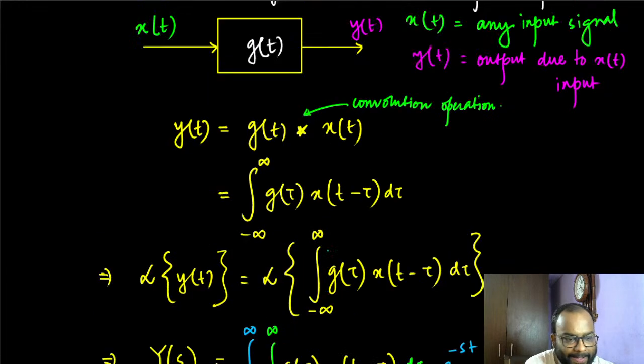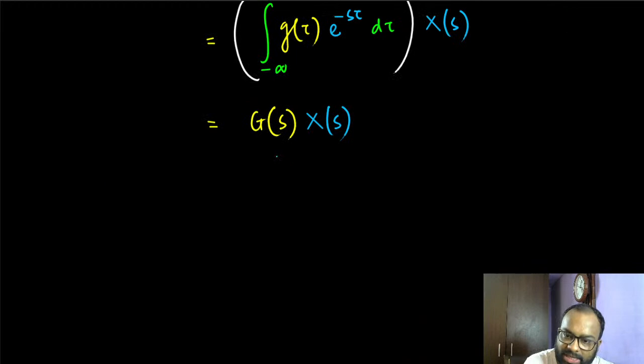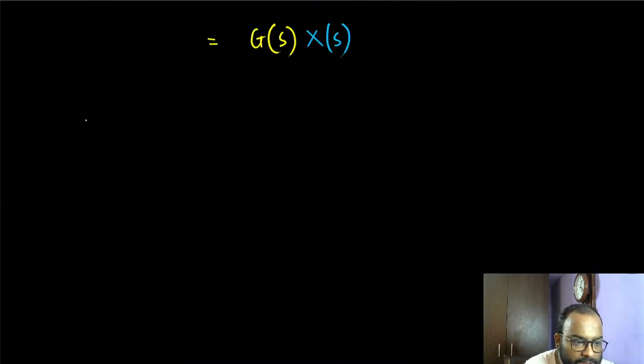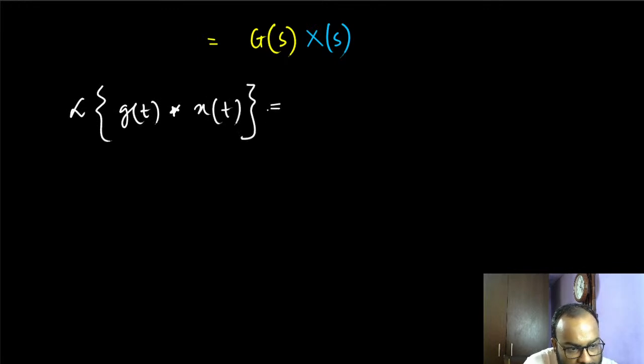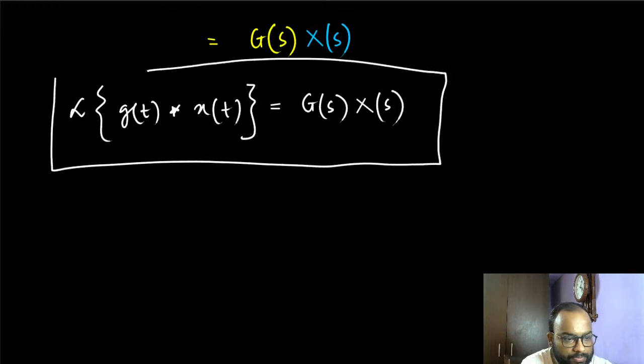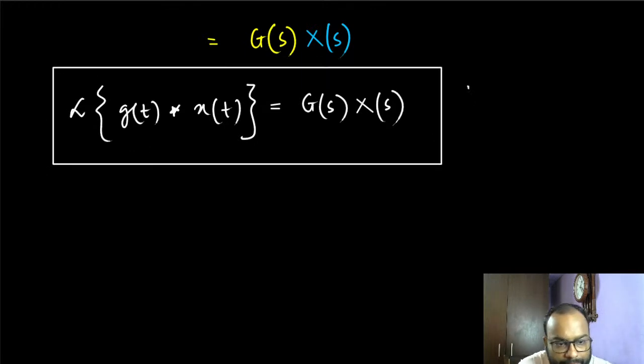So we actually started to figure out the Laplace transform of the convolution of these two signals, and we figured out that it is the product of the individual Laplace transforms. So the Laplace transform of g(t) convolved with x(t) is equal to G(s) times X(s), the product of the individual Laplace transforms. So this is your convolution property.